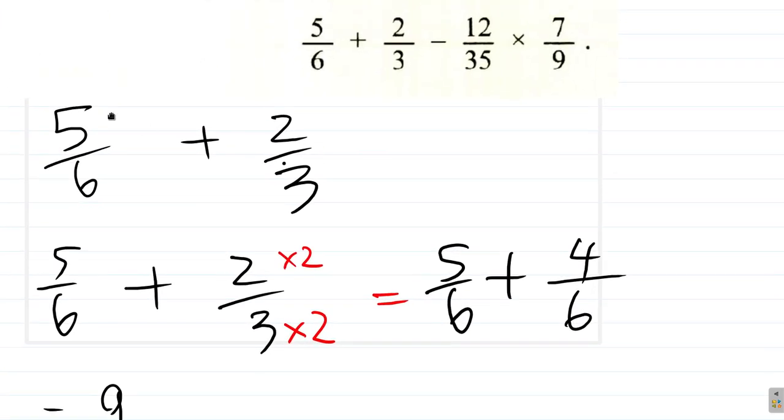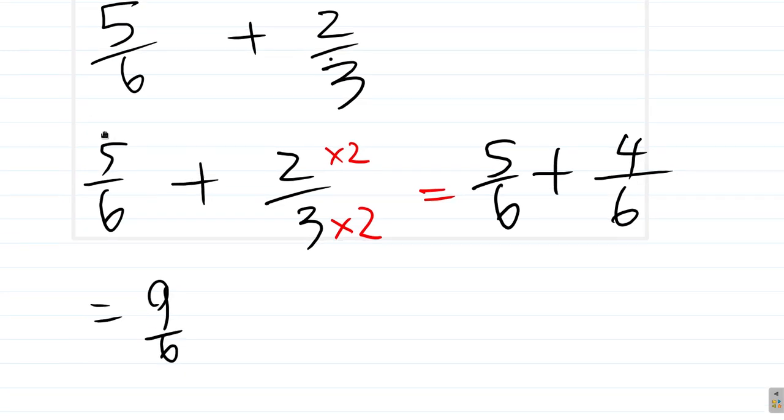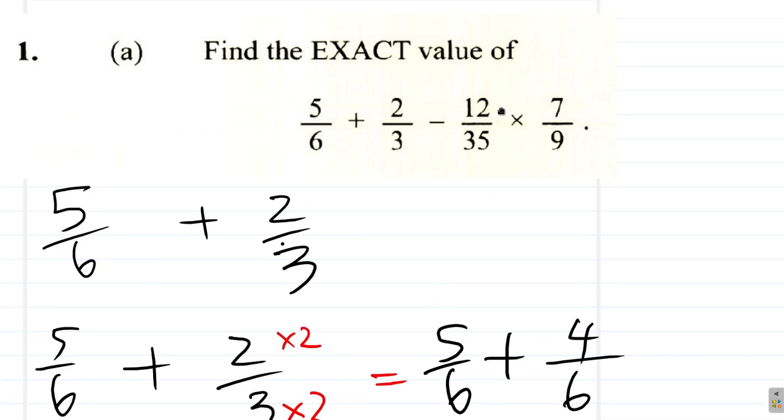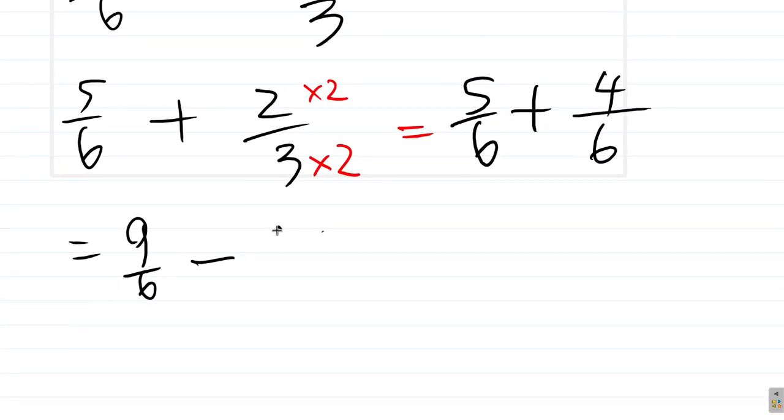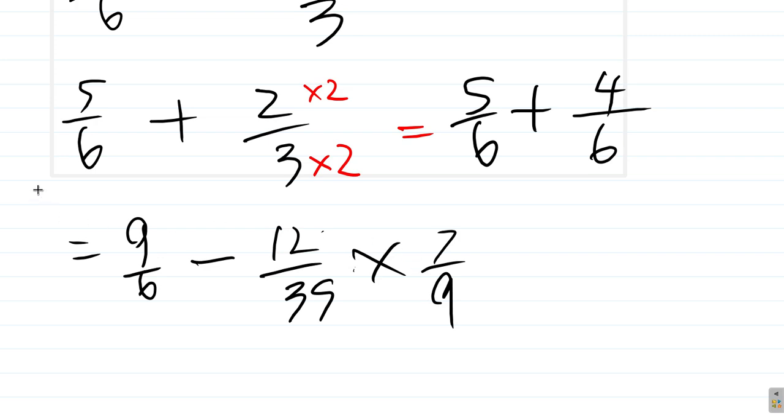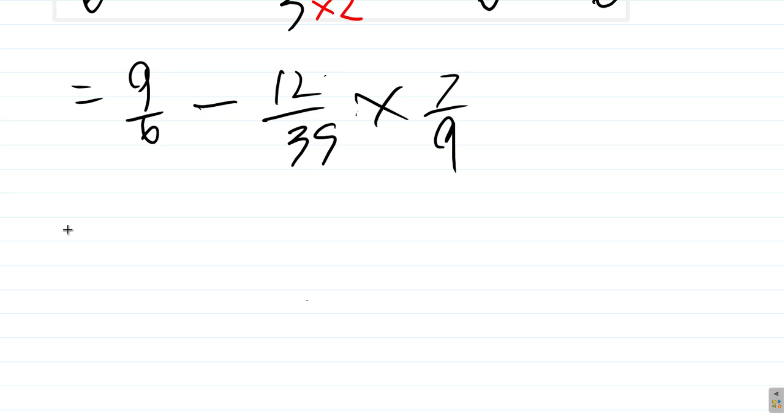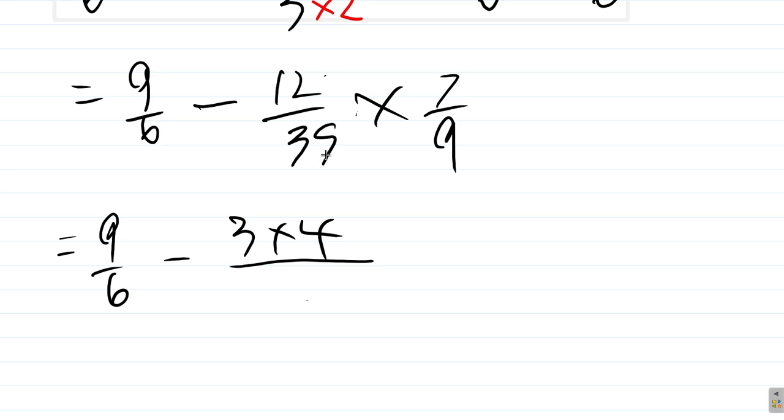Alright, now you're going to minus something. What do you minus now? It's 12 over 35 by 7 over 9. So let's write that. 12 over 35 times 7 over 9. But you can simplify this part, you know. Look at this. 9 over 6 minus. You see the 12 is 3 times 4, over 35 is 7 times 5. And you multiply this by 7 over 3 times 3. See that?